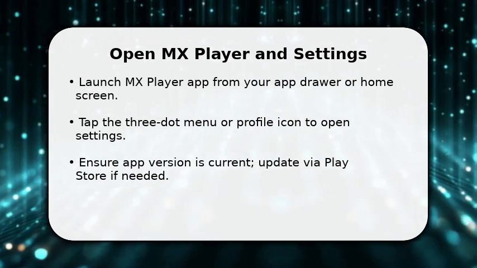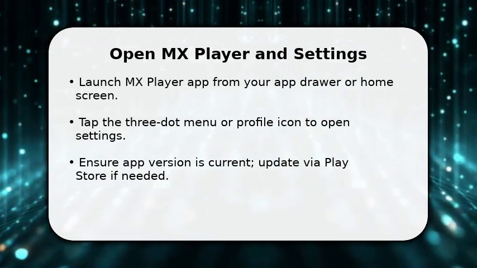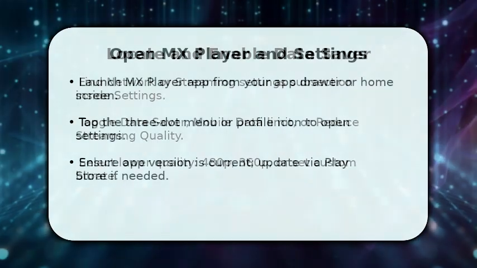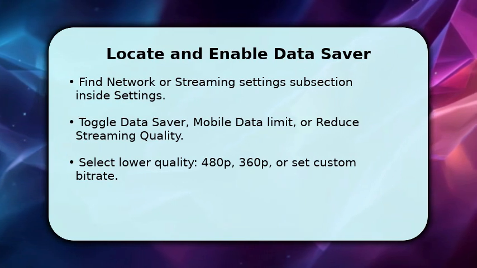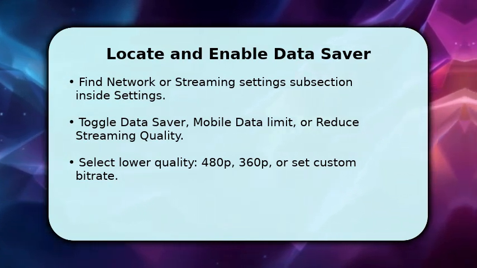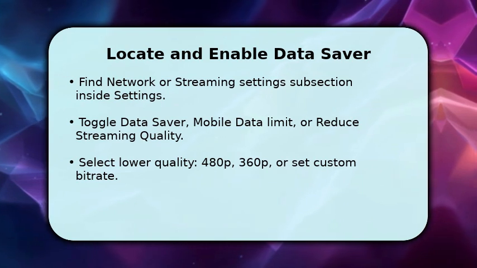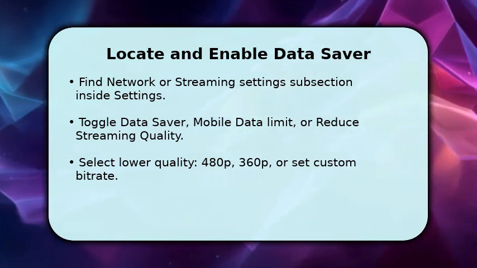Now, within Settings, navigate to Network or Streaming and locate Data Saver or Reduce Streaming Quality. You will see toggles and quality presets, 480p, 360p, or custom bitrate options. Pick the lowest acceptable quality to cut data usage.